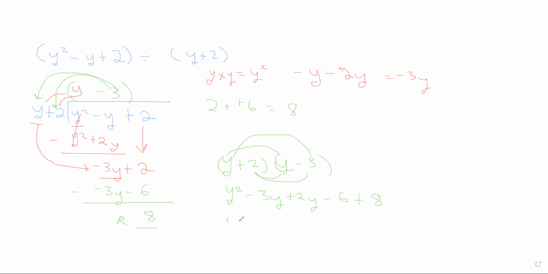Okay, and let's simplify this further. y squared, negative 3y and plus 2y is negative y. Negative 6 plus 8 is 2. And yes, it does check out: y squared minus y plus 2. So it matches here, which means we divided it correctly.